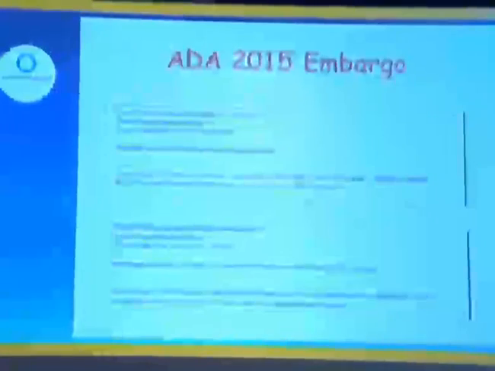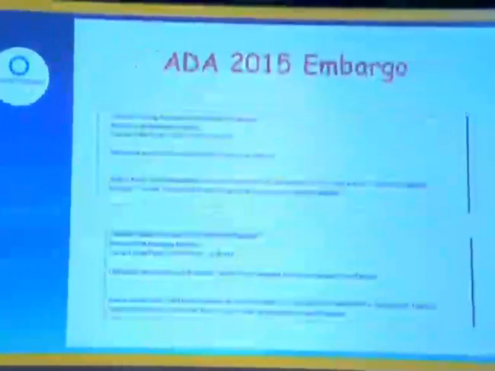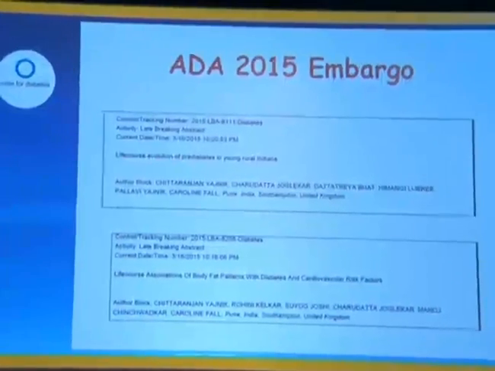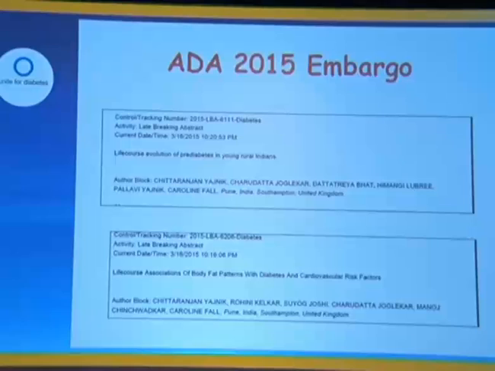I had mentioned rural in addition to urban, and I have to declare actually an ADA embargo because two of the presentations which we submitted are both accepted for presentation. So I'm slightly compromised in presenting the data which I had actually wanted to present. So I'm going to refrain from some of the things which we have mentioned in these abstracts.